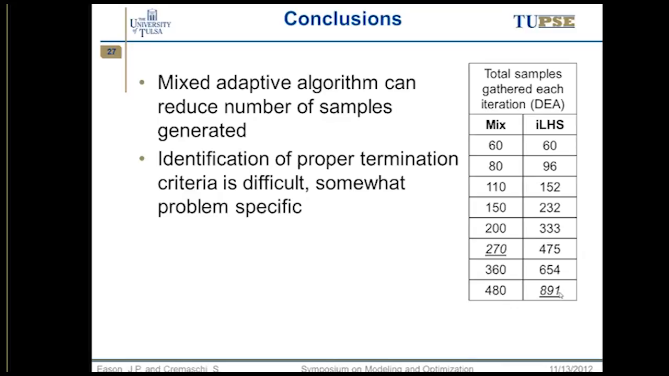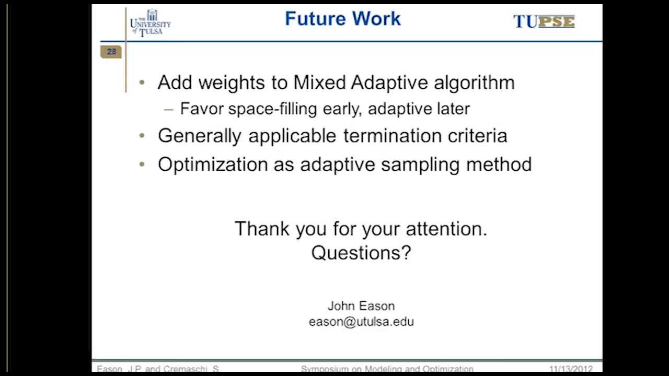As another conclusion, though, identification of a proper termination criterion is difficult and somewhat problem specific, and that's going to require a little more work. And in the future, we'd also like to look at adding different weights to the mixed adaptive algorithm to prevent what we saw, when the space fillingness dominated rather late in the design process. So ideally, we'd favor exploration early in the design process, surrogate design, and then adapt more later once we've found those regions of interest.